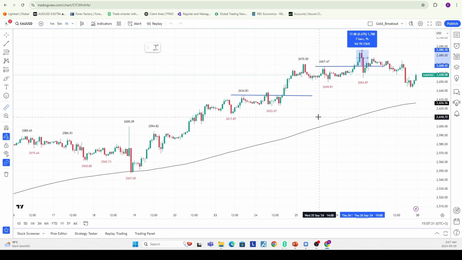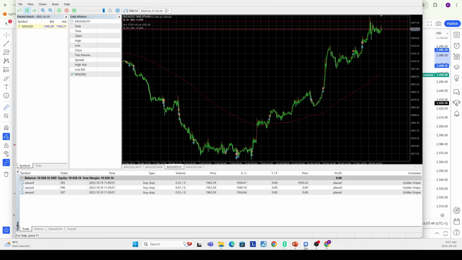I wanted to also share our Golden Sniper system, which does this with obviously quite a few more sophisticated nuances. It trades across multiple different time frames using very dynamic take profit, stop losses, as well as very advanced filters. However, I just wanted to show it in action.